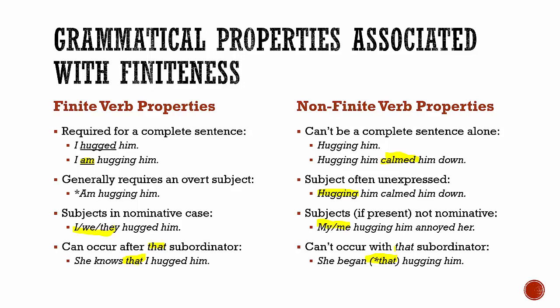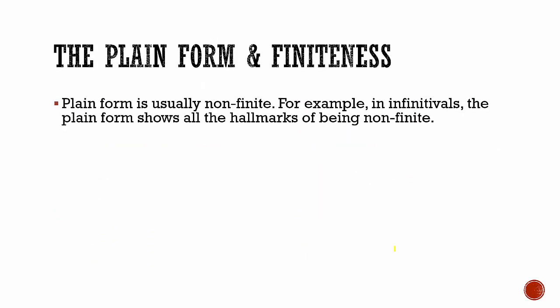Okay, so those 4 grammatical properties are associated with finite verbs and keep them distinct from non-finite verbs. Now the plain form in finiteness, that one's a little complicated. The plain form is usually non-finite. For example, in infinitivals, like when you have "to" before it, to go, to sleep, to see, those have all the hallmarks of being non-finite.